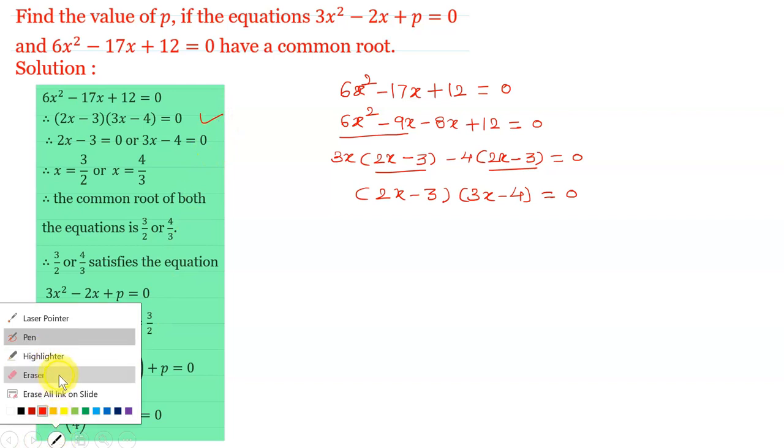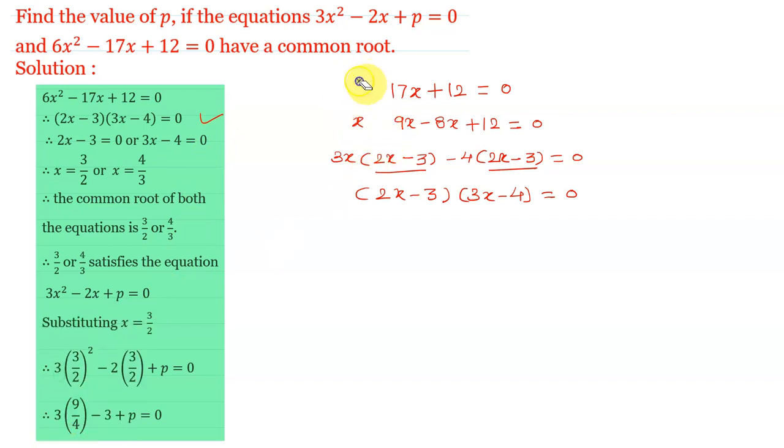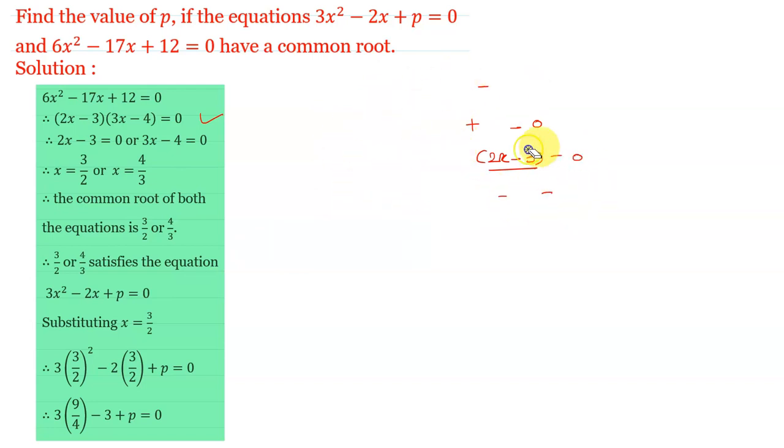Okay, now we will erase this first. That means we will solve this quadratic equation, and whatever roots we get, we will put those roots in the upper equation, and then we will get the two values of p. Okay, now see this here. Therefore, 2x minus 3 is equals to 0 or 3x minus 4 is equals to 0.